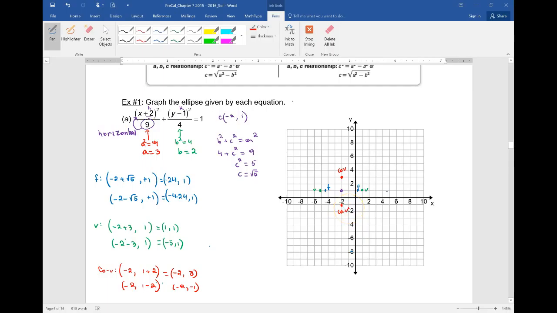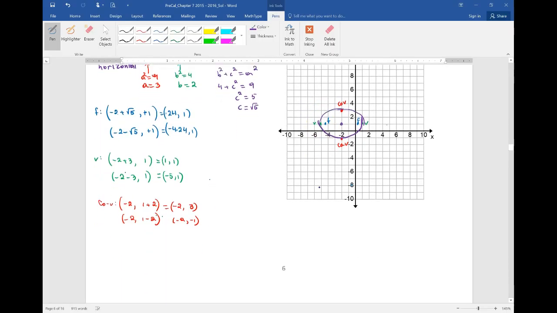Okay, and now I'm ready to graph my ellipse. It looks just like this. Okay, that's how it looks. So that's your ellipse.